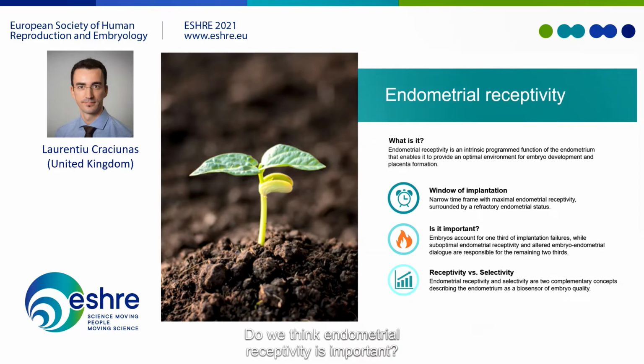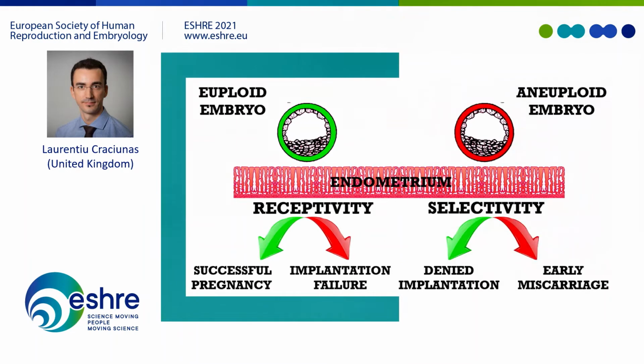Do we think endometrial receptivity is important? Opinions are split on this question. We know that embryos account for 1/3 of implantation failures, while impaired endometrial receptivity and suboptimal embryo-endometrial crosstalk are responsible for the remaining 2/3. Based on this information, I would say endometrial receptivity is important. We have already heard Professor Brosens speak about endometrial selectivity, the complementary concept that enables the endometrium to function as a biosensor of embryo quality.